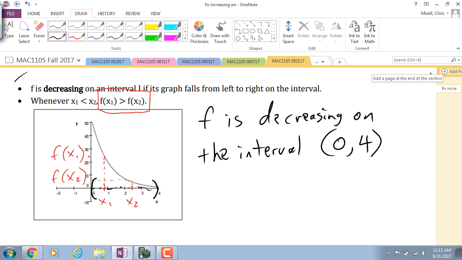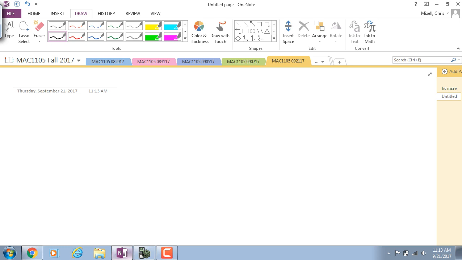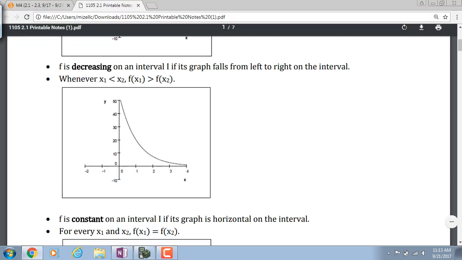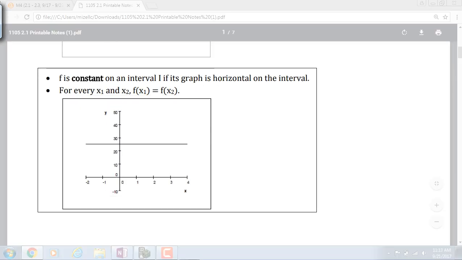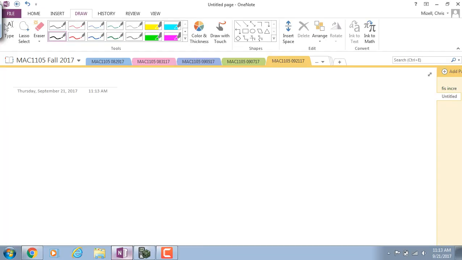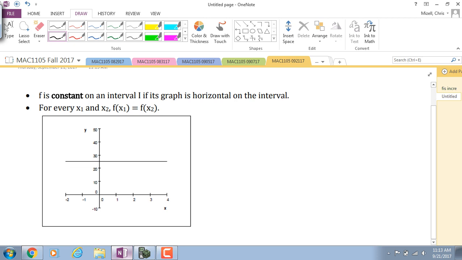And then thirdly, this is not going to be as common a situation. If the graph goes straight across, it doesn't go up, doesn't decrease either. F is constant on an interval I if its graph is horizontal on the interval. Basically a horizontal line segment.